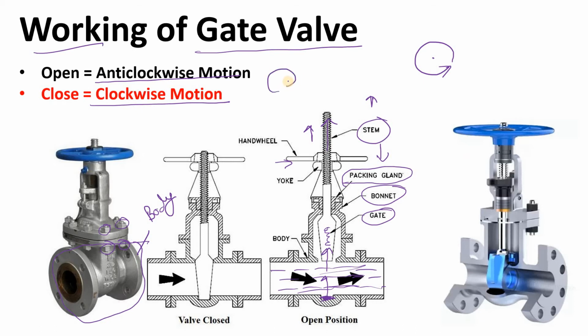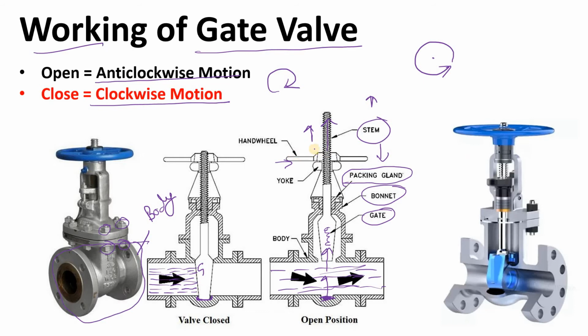what will happen at that time? This gate will be placed on the seat. This is the seat, right? And your fluid will not flow, meaning now your valve is closed, your gate valve is closed. So this is the working, as simple as that.